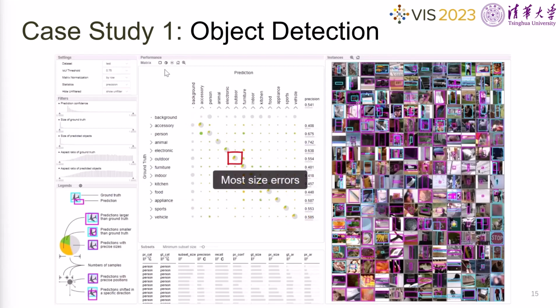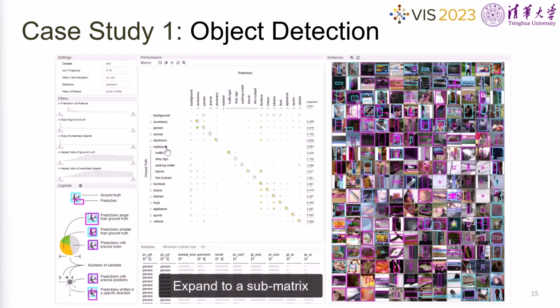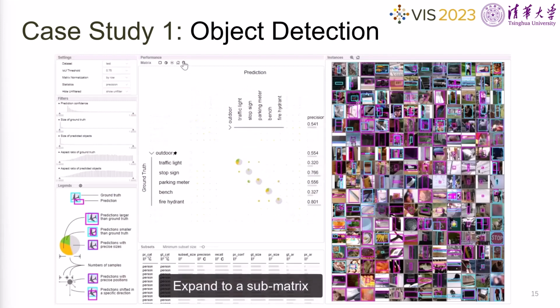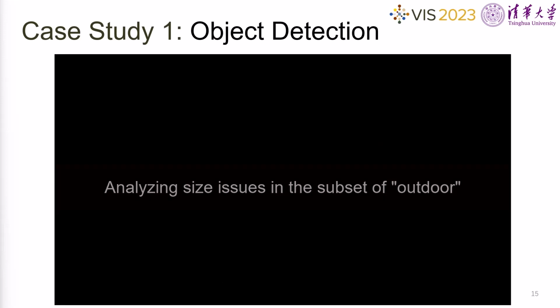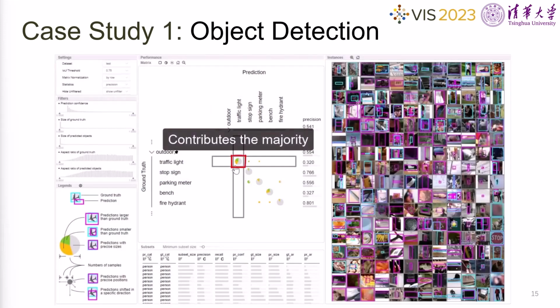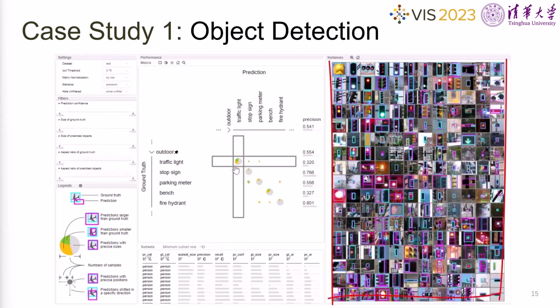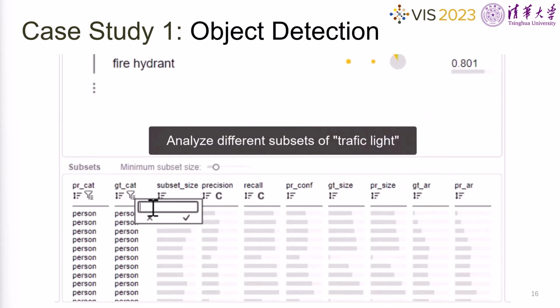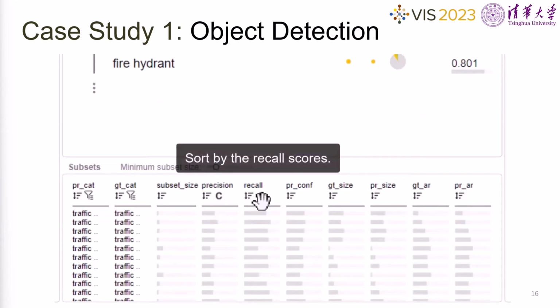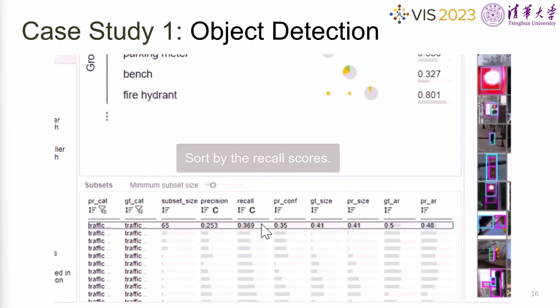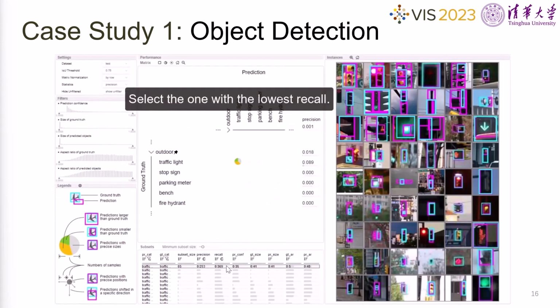Select the diagonal cell with the most size errors, which is the super class outdoor, and expand it to a submatrix. The diagonal cell of traffic light contributes the majority of the size errors. However, the predictions on the associated objects do not show clear reasons for these size errors. Turn to the table visualization to analyze the performance on different subsets in this cell. Sort the subsets by the recall scores in ascending order. Select the one with the lowest recall.